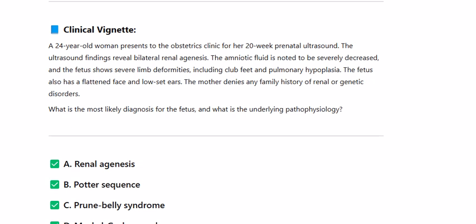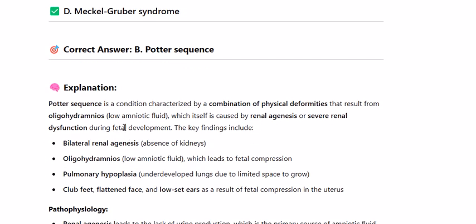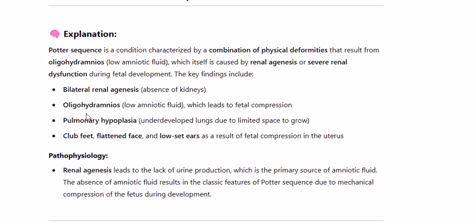Correct answer: B. Potter sequence. Explanation: Potter sequence is a condition characterized by a combination of physical deformities that result from oligohydramnios, low amniotic fluid, which itself is caused by renal agenesis or severe renal dysfunction during fetal development. The key findings include bilateral renal agenesis, absence of kidneys, oligohydramnios, low amniotic fluid, which leads to fetal compression, pulmonary hypoplasia, underdeveloped lungs due to limited space to grow, club feet, flattened face, and low-set ears as a result of fetal compression in the uterus.